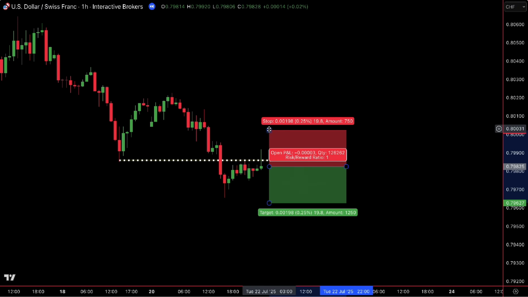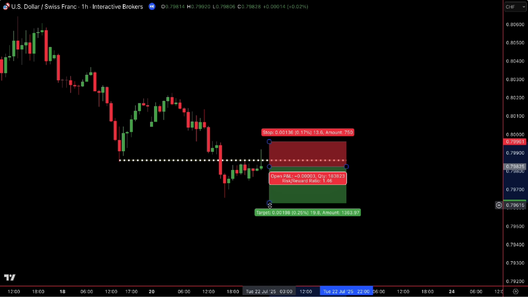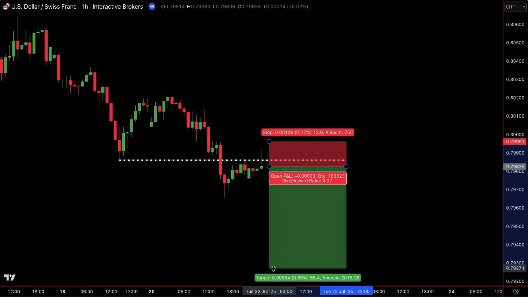For the trade, I place my entry at the close of the deceptive candle, stop loss just above the wick, and target the next support level. The reward to risk is better than 2-to-1, which makes this setup worth taking. And watch what happens next. Price sells off perfectly, hitting our target. That's how you catch high probability trades in a downtrend without guessing.